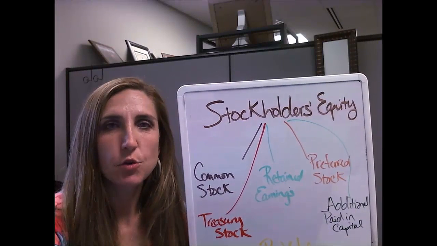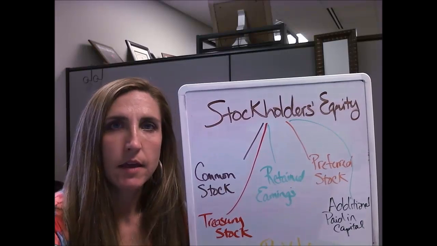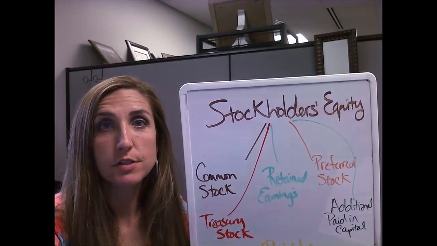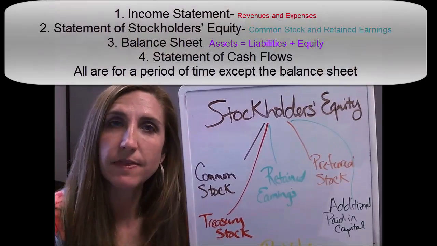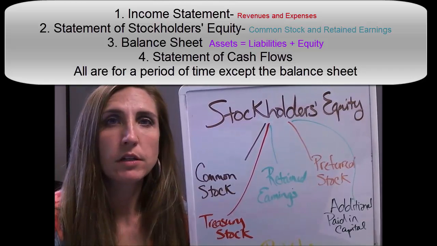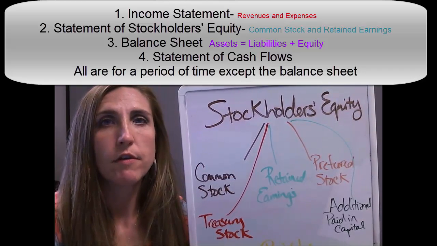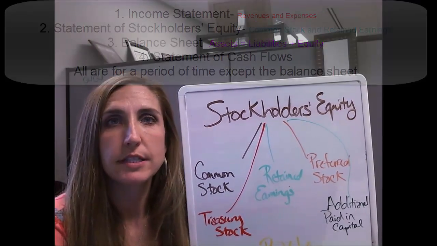Hello class, this short video is going to cover some new accounts from Chapter 10 that are included in your Statement of Stockholders' Equity. If you remember, there are 4 financial statements. First, we create the income statement. It's for a month, quarter, or year, and then we close out those temporary accounts, revenues, expenses, and dividends into our savings account, the retained earnings account.